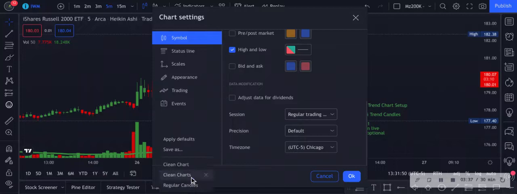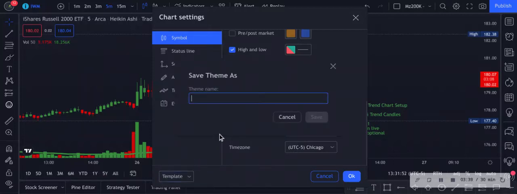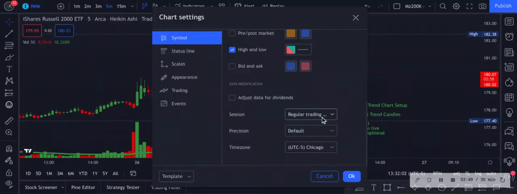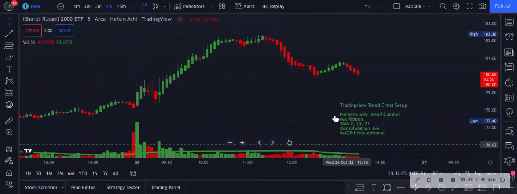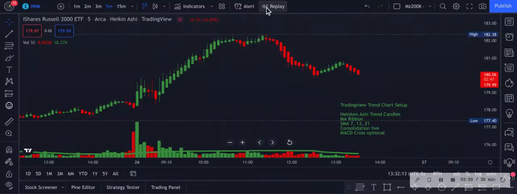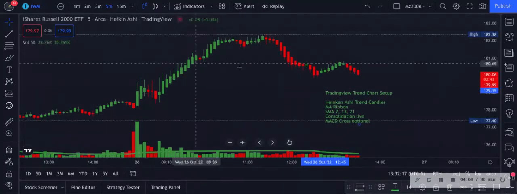And then you want to save this template. And I already had a template chart, so I'll just type in clean chart here. And I'll save it. And that way, anytime you open up a new chart and all those lines reappear, you can always just go to settings and load up your clean chart. So now we have a clean chart.